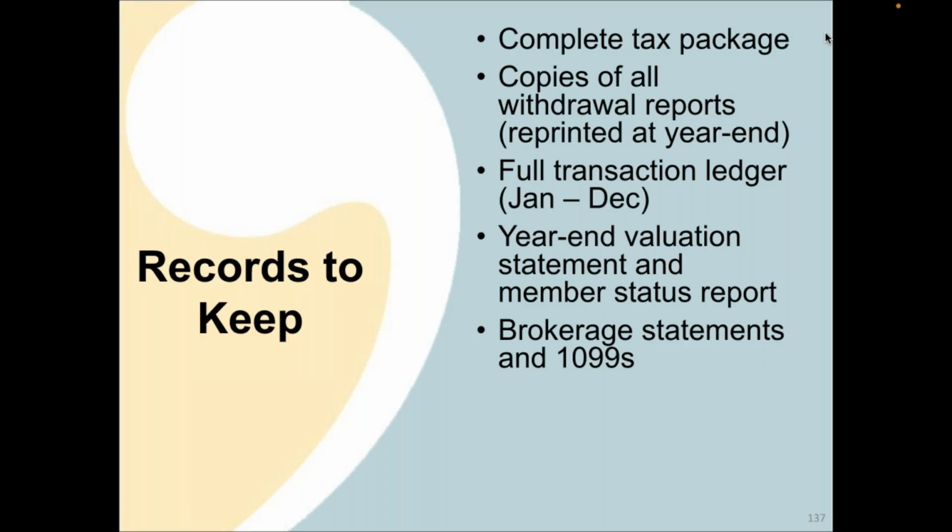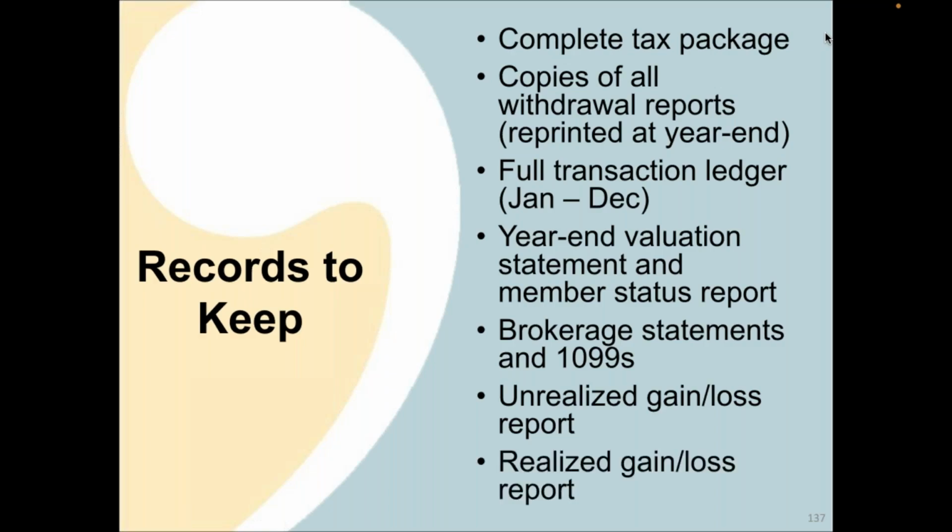Also keep brokerage statements and 1099s, and the unrealized gain-loss report from your broker that shows the cost basis details for each lot of each stock you owned as of the end of the tax year. So the last thing you should keep in the list is a realized gain-loss report from your broker that shows the cost basis details for each lot of each stock that you sold during the tax year.